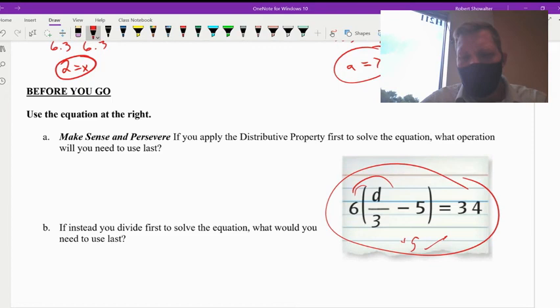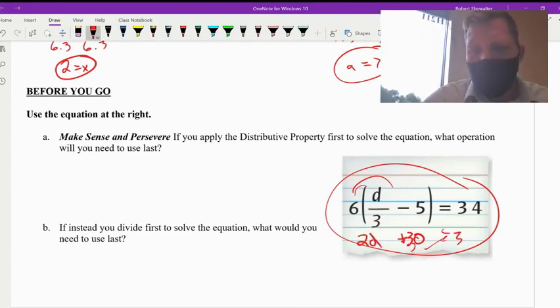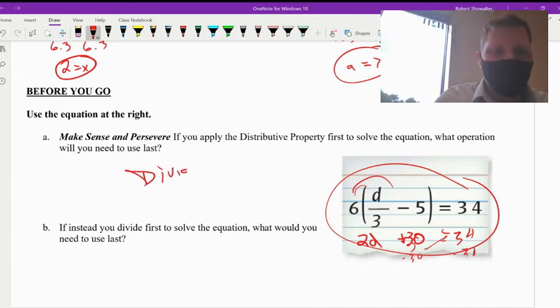So let's start. If we distribute that, we get 30 there, and we get 6/2d equals 34. So we would subtract 30 and then divide by 2. So the last one, divide by 2.